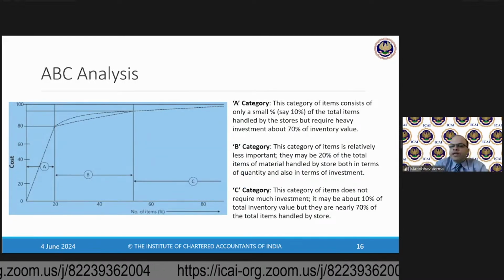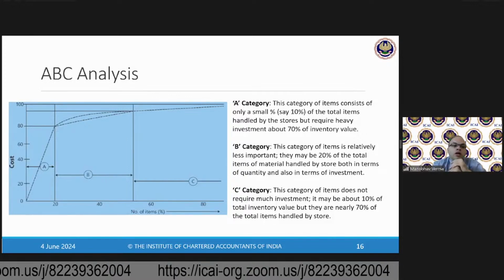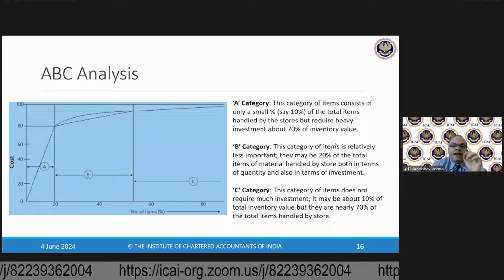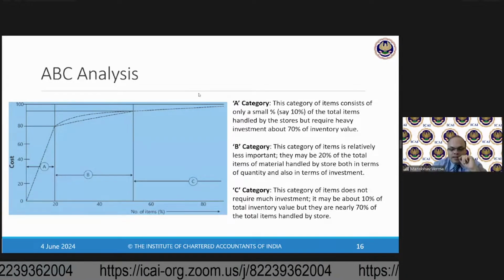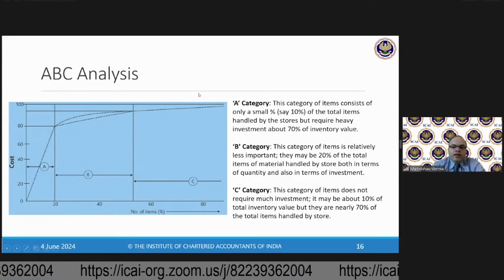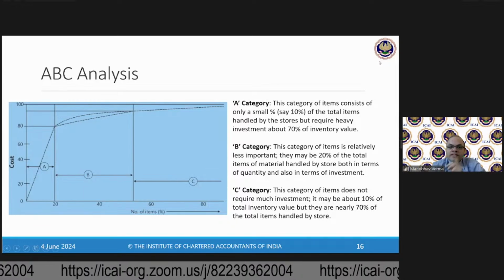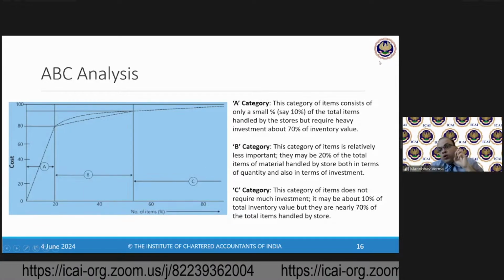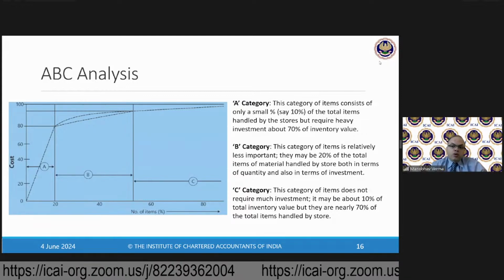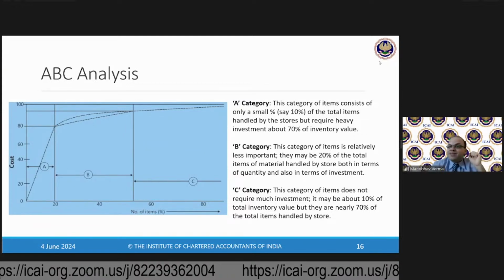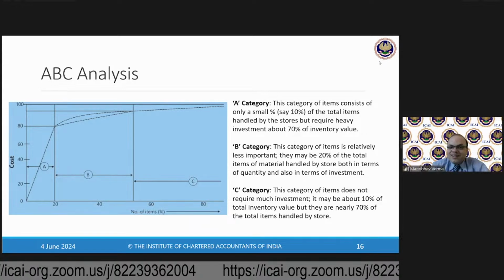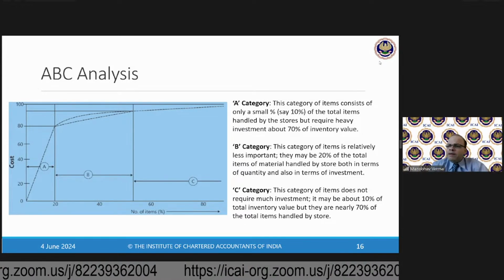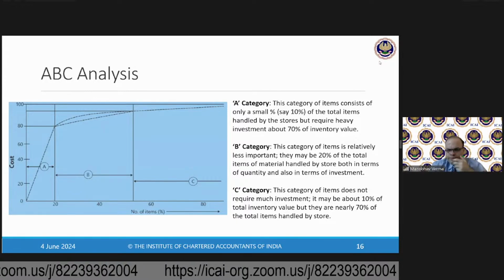You divide your inventory into three categories: category A, B, or C. Now, A is in terms of value, the high value inventory items, guys. Heavy investment is required. Almost 70% of the inventory value is invested in category A, but from a quantity perspective, they're only 10%. So it's very important to have a critical control on these, because there is a heavy cost involved. That's why it is category A, and it's easier to implement controls because they are 10% of the quantity.